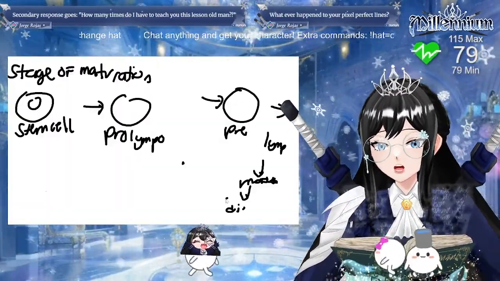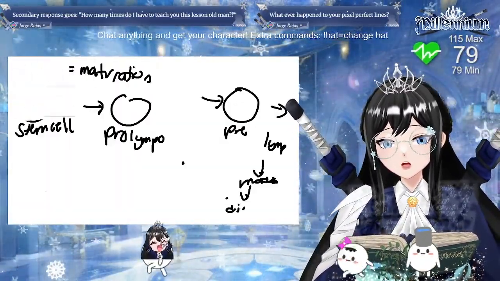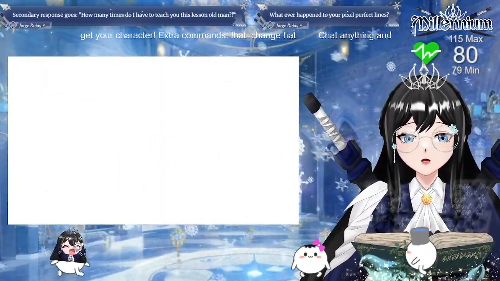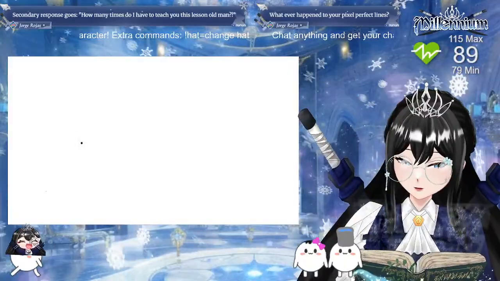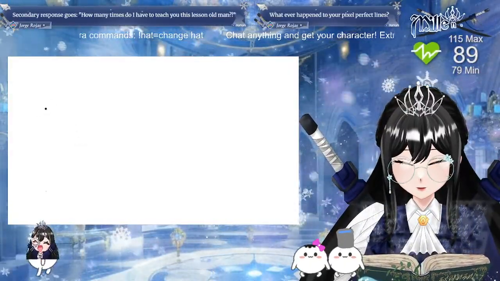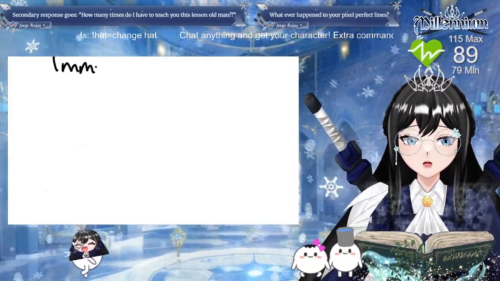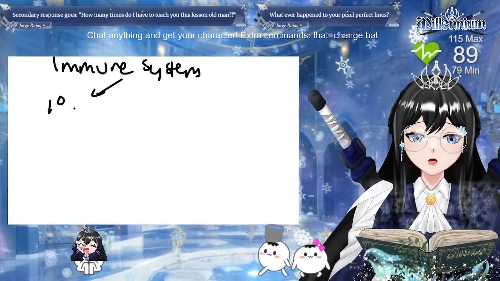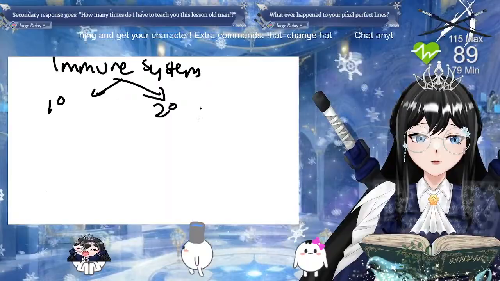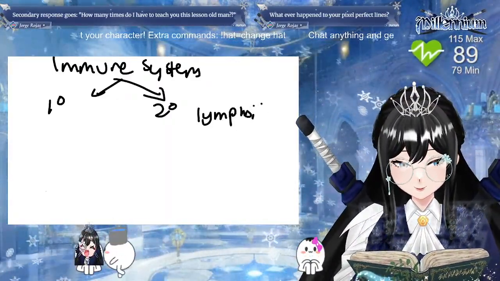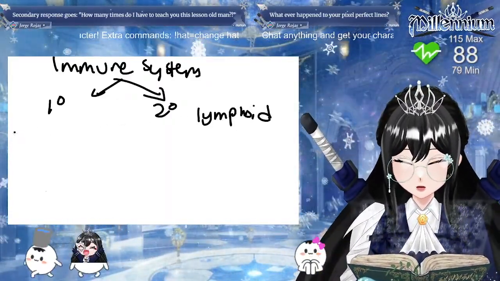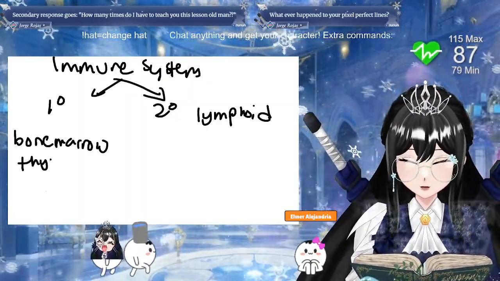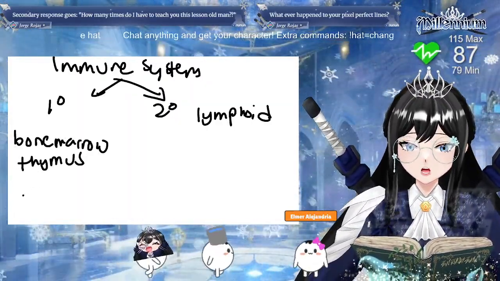Now, there is also the part about your immune system and the lymphoid tissues. Right. Let's do that one. The immune system, you have primary and secondary lymphoid tissues. Primary would be your bone marrow and thymus, and those are the sites where lymphocytes develop.